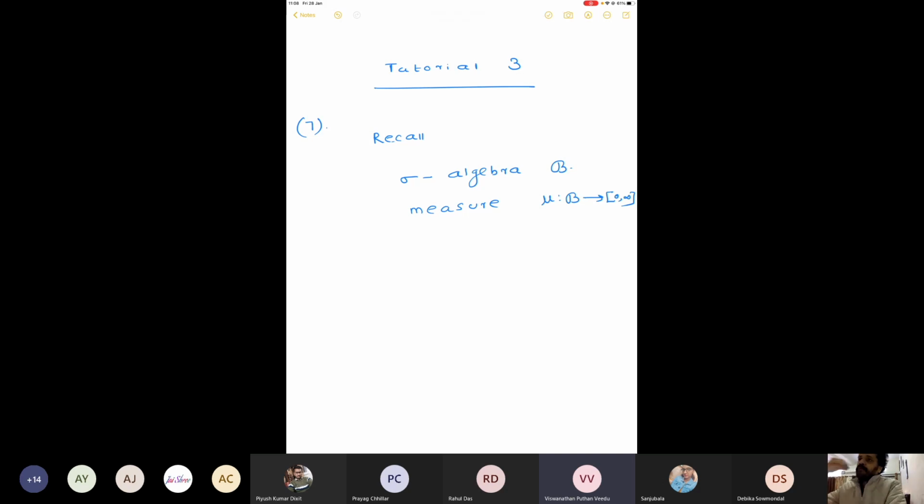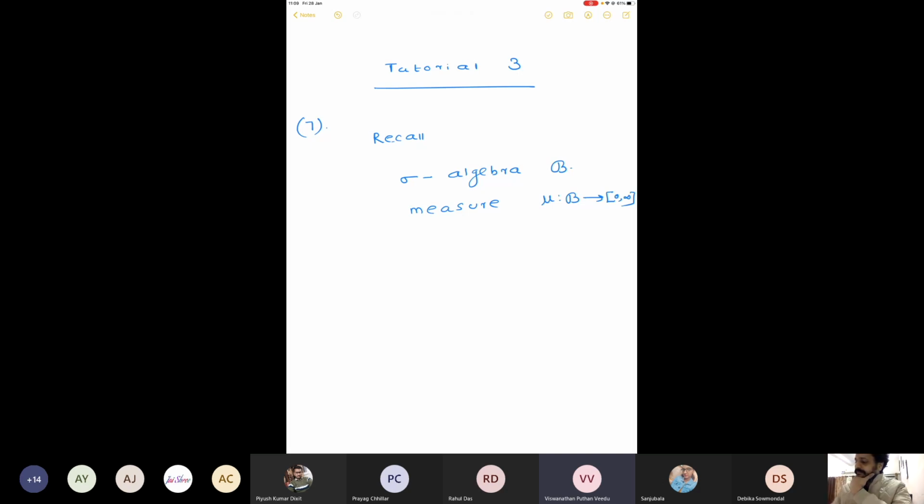Similarly, you put some axioms or constraints to call a function a measure. From where did we get those axioms? By looking at the familiar measures like length, volume, area, and so on. Please recall one of the important requirements for a good measure: it should be countably additive. Yes or no? Mu of a countable union of disjoint sets in the sigma algebra should be equal to the sum of mu of the individual sets.